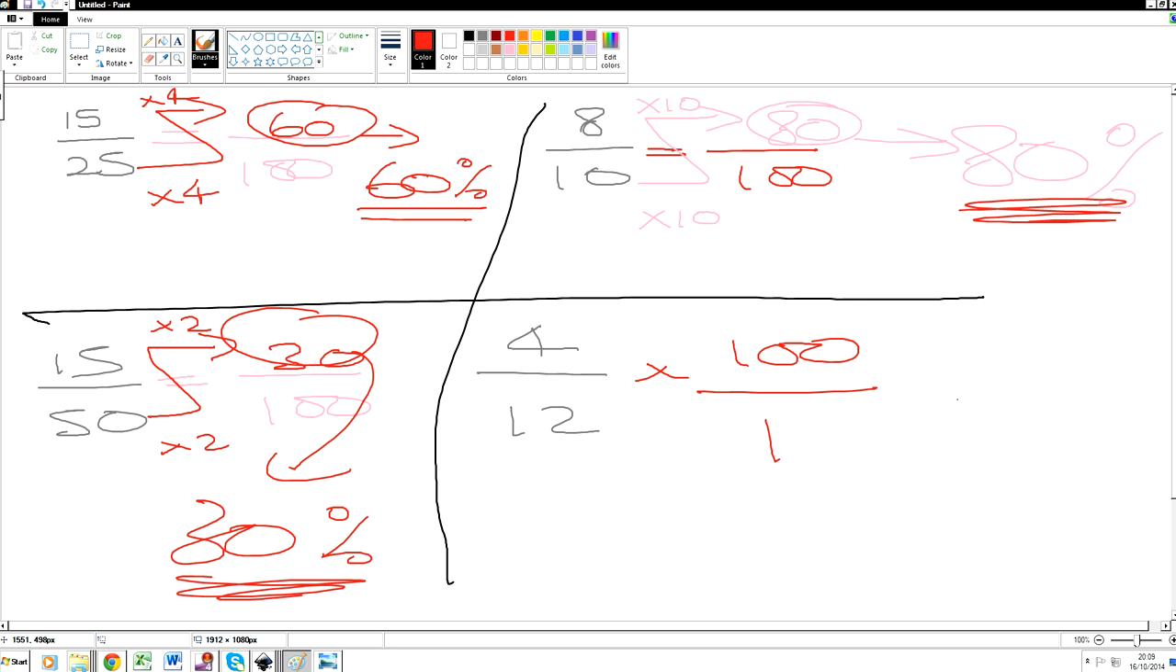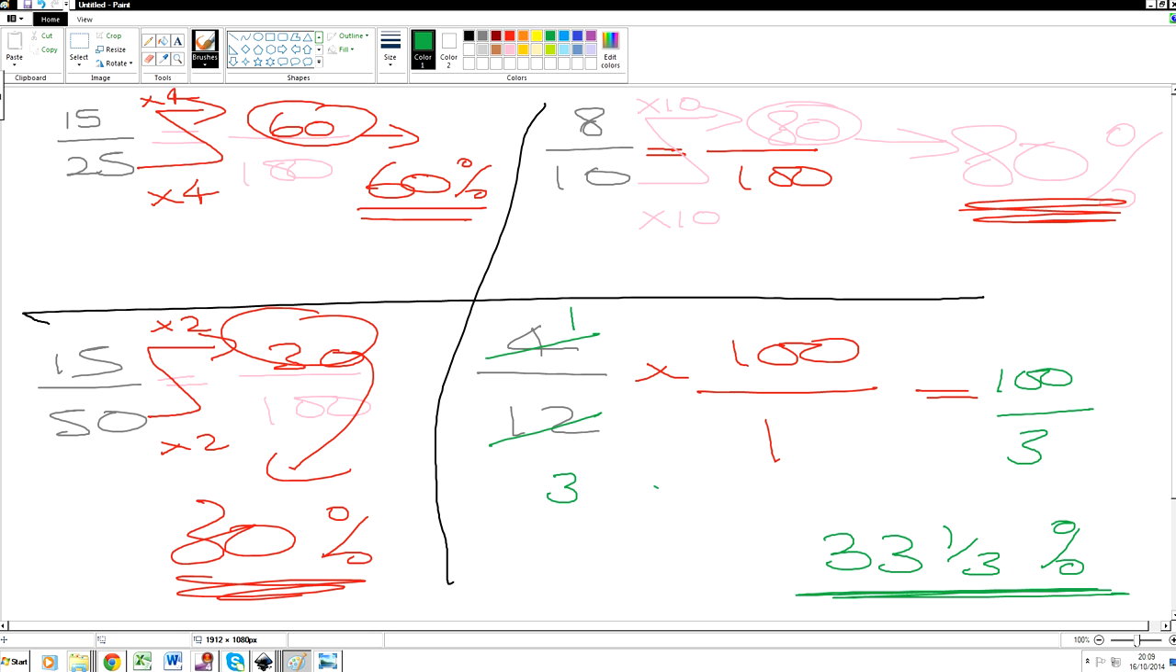Now 12 into 100, so 4 over 12. Divide that by 4, divide that by 4. So we get 1 times 100 is 100, and 3 times 1 on the bottom, which is 3. What's 100 divided by 3? 33 and a third percent.